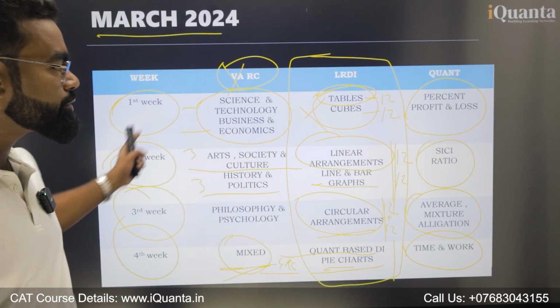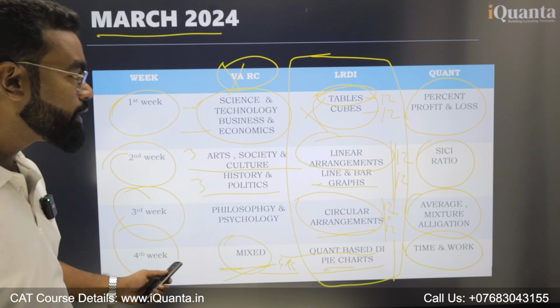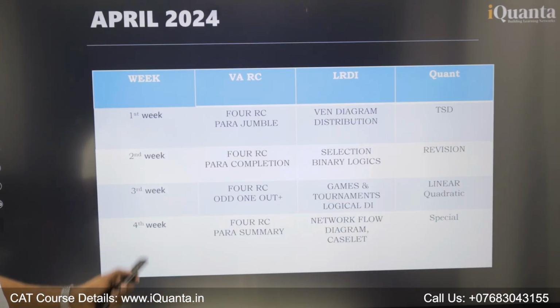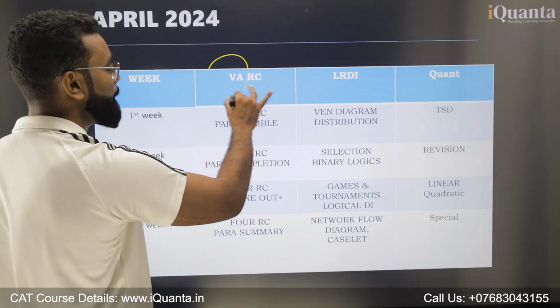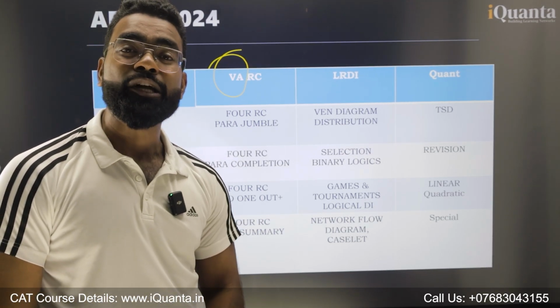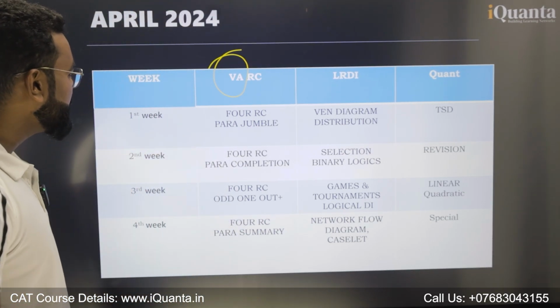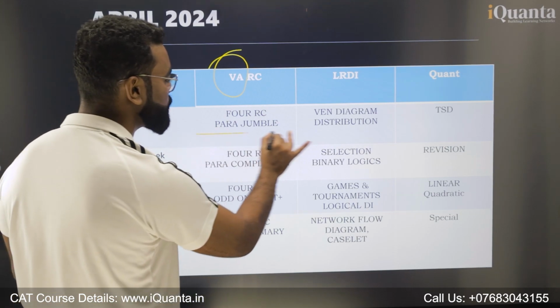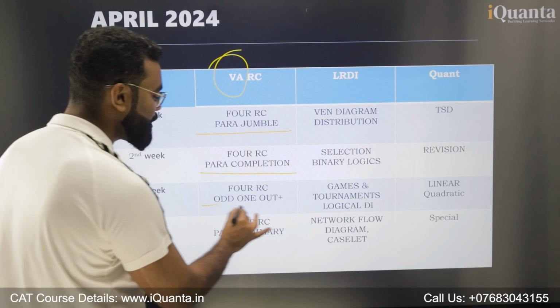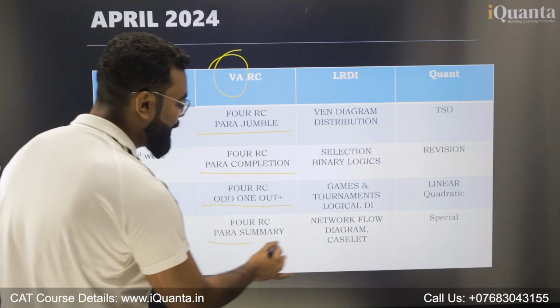So this is your schedule for March. Now let's go for April. In April, I'm introducing VA, because in March we are not introducing VA at all. In VA, the first week we have para jumble, second week para completion, third week odd one out, and fourth week para summary.